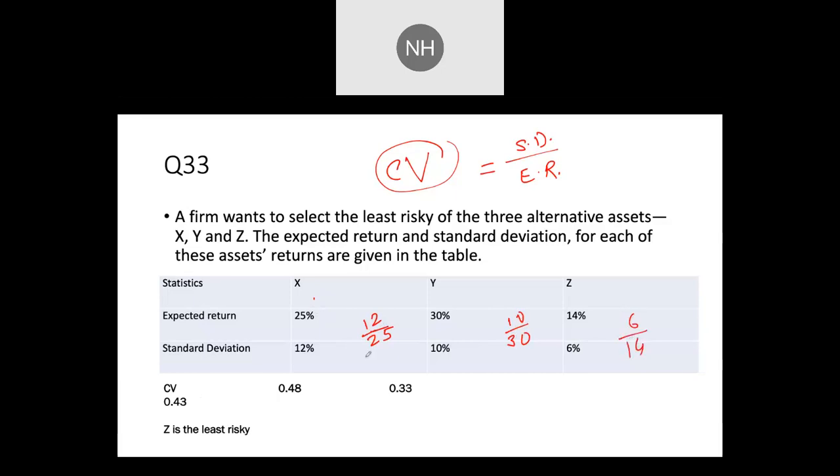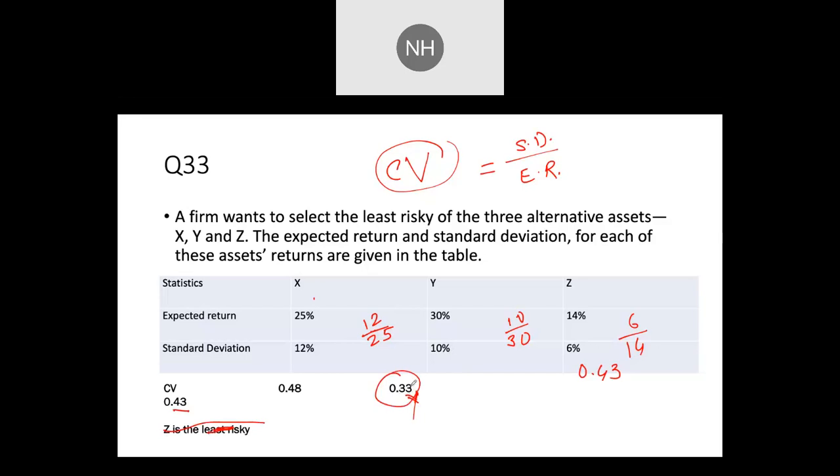So this is what I have. I think this 0.43 is for Z. Okay. So let's see the values. What is the rule? The lower the CV, the better the project. So which is the lowest? No, this is wrong. Wrong. The Y is the least risky. I'll confirm it. Okay. Y is the least risky because the value 0.33 is the lowest.